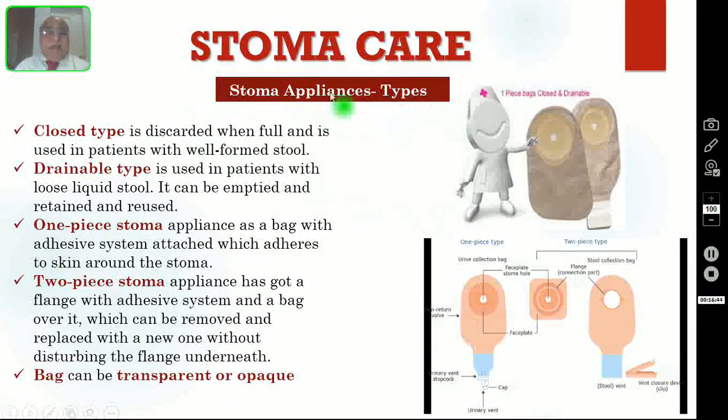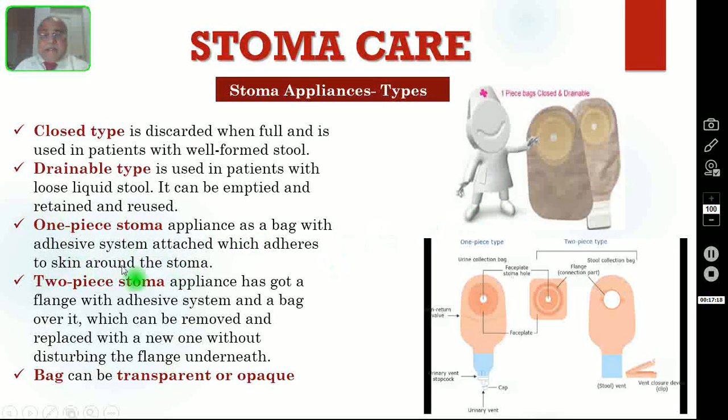So what are the different types of these stomas? One is the closed type. Here you are seeing it is closed type, especially if the effluent is a solid one. Especially for colostomies, you can use this bag. Okay, this is closed type of the bag. Whereas the drainable type, here the second picture, you are seeing it is drainable type. This you can use for ileostomies where the effluent will be semi-liquid, or for all urostomies, you have to use this drainable type of the bag.